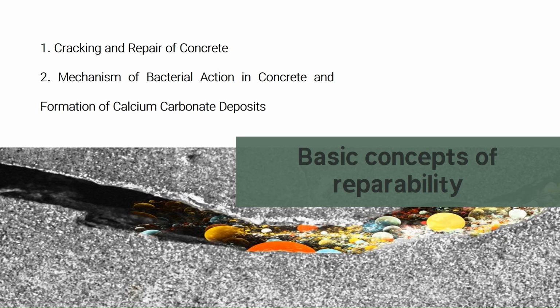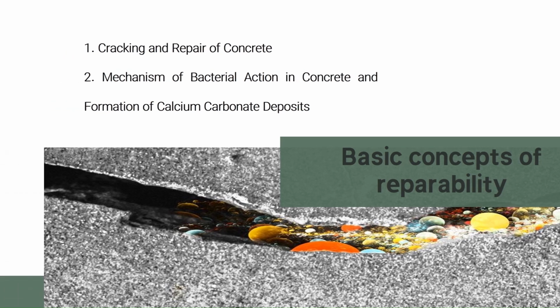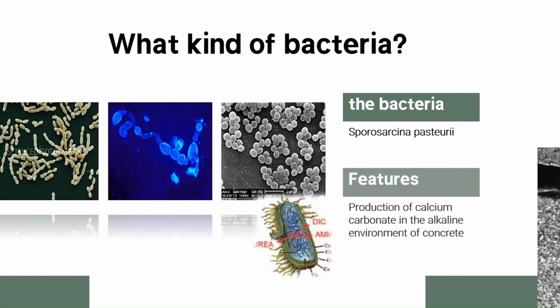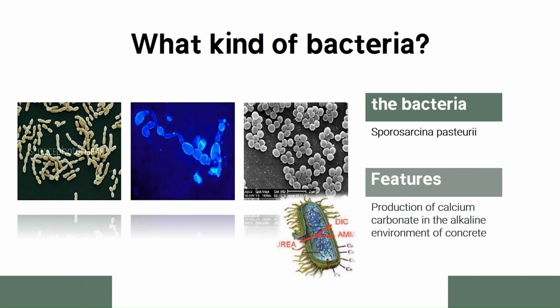Mechanism of bacterial action in concrete. Microorganisms catalyze the hydrolysis of urea into carbonate and ammonia. This forms calcium carbonate deposits on the cell walls of microorganisms. Microorganisms attract cations like Ca2+ from the environment, resulting in calcium carbonate deposition.